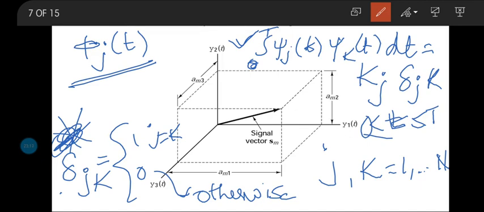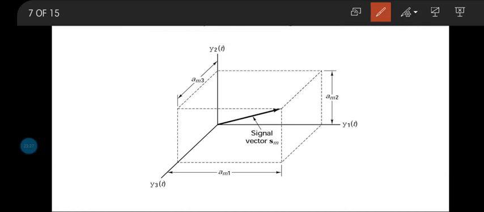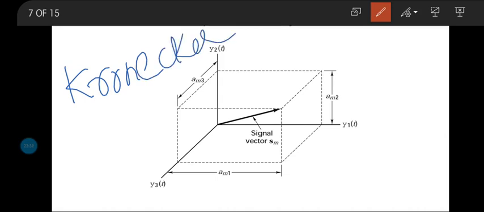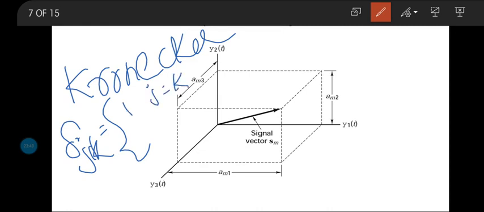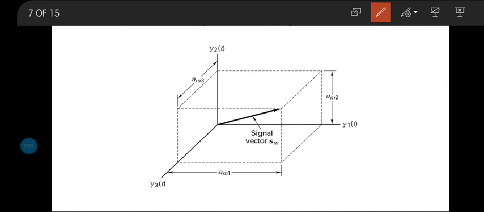If j and k are not equal, it is going to take up the value 0. So this delta function we call the Kronecker delta function, as defined by our earlier equation, delta jk will be equal to 1 if j is equal to k, and it is equal to 0 for other conditions, right? So this we are going to call a Kronecker delta function.